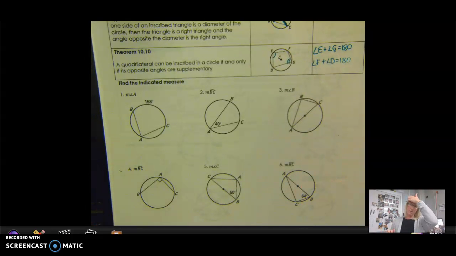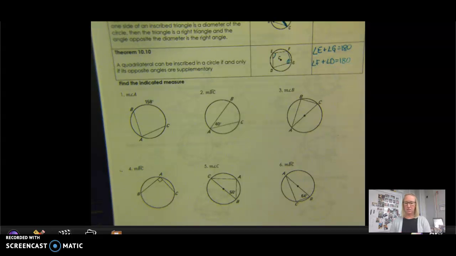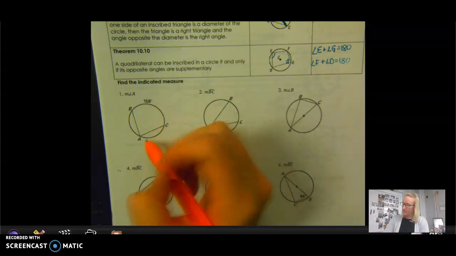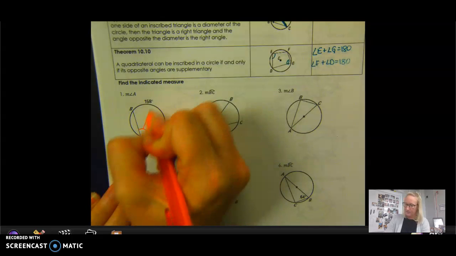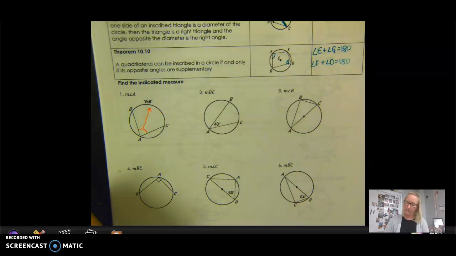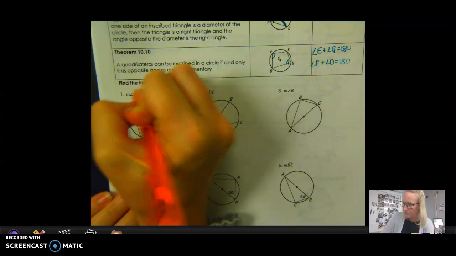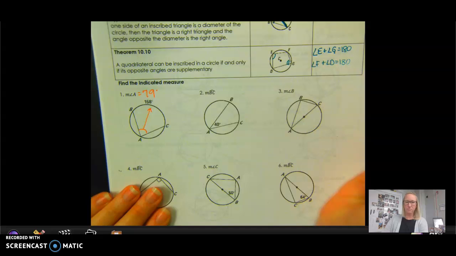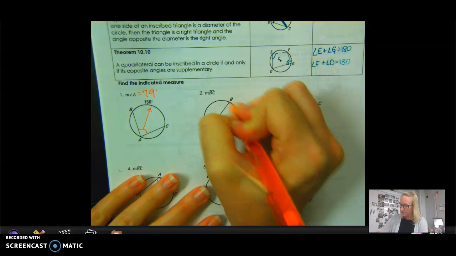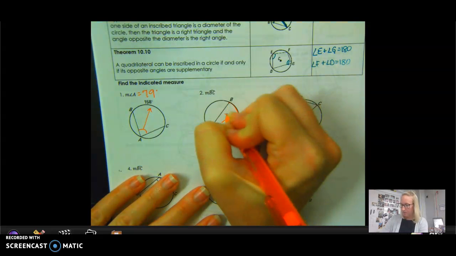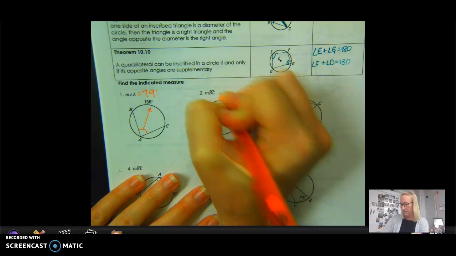Okay, so find the indicated measure. Go ahead and try 1 through 6 on your own. So pause me, unpause me when you're done to see if you're correct or to answer hopefully any questions that you have. So to find angle A in here, it's just half of that. So I'm going to take 158 and divide by 2. And I get angle A equals 79 degrees. B to C, so if I'm going that way, I'm going to multiply by 2. So that would be 80 degrees.